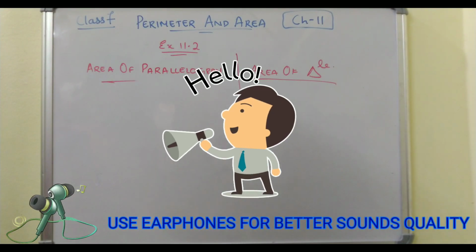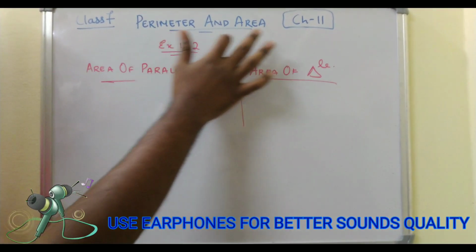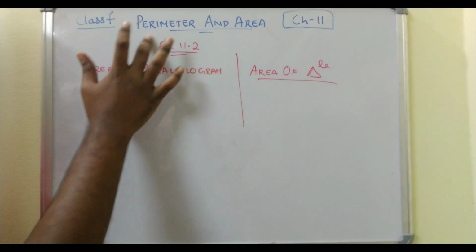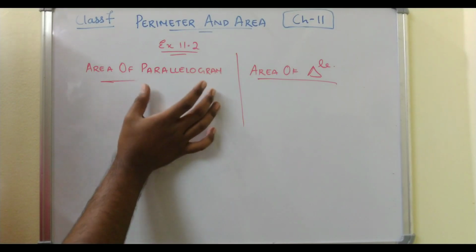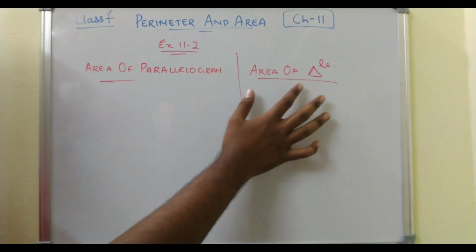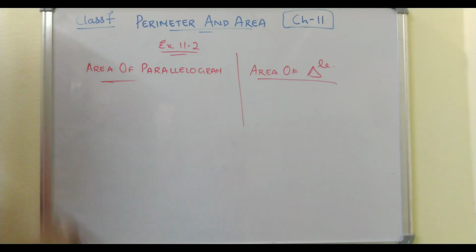In this video we'll be discussing class 7th Perimeter and Area, chapter 11. Today we'll be discussing exercise 11.2. Two important things in that: first one is all about the parallelogram and triangle. The area of that we'll be discussing.